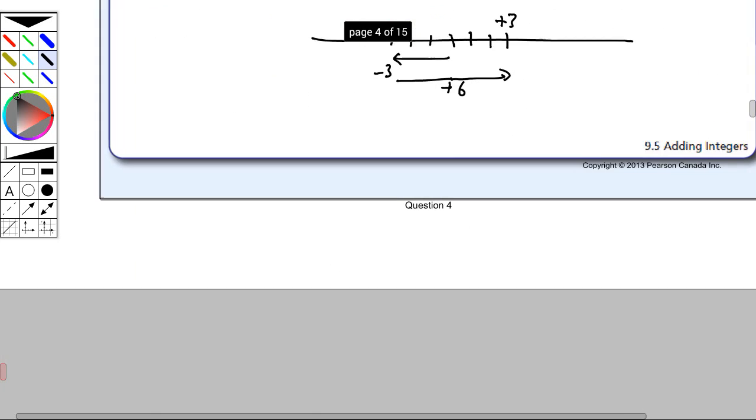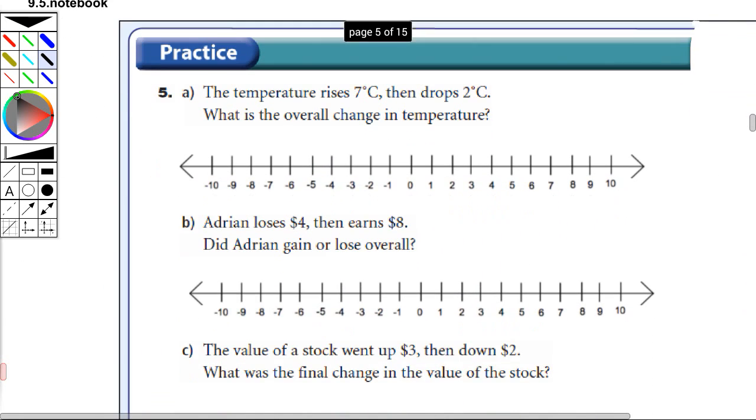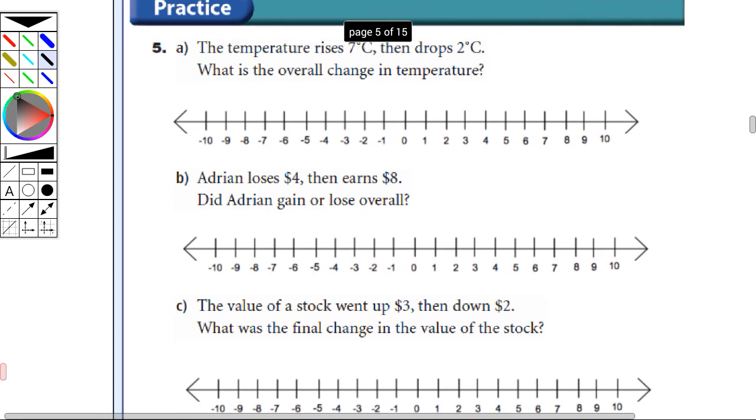And let's go to number 5. The temperature rises 7 degrees, then drops 2 degrees. So we start at 0, we go up 7, and then we go down 2. So that's going to be 5 degrees, +5 degrees.